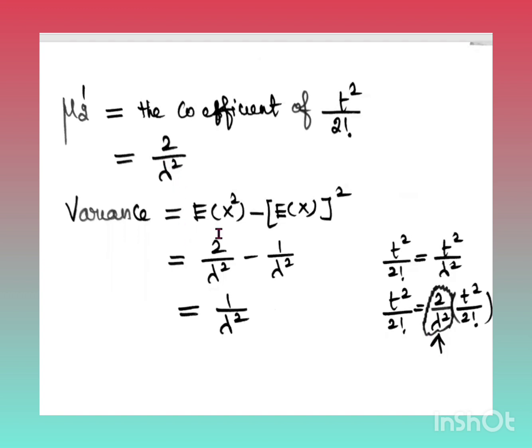Variance is the expectation of x square minus the expectation of x whole square, which is equal to 2 by lambda square minus (1 by lambda) whole square, which is 1 by lambda square. So 2 by lambda square minus 1 by lambda square will be 1 divided by lambda square. This is the variance.